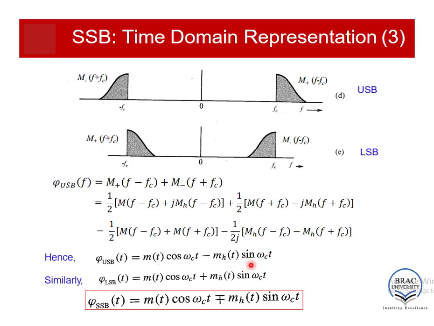In a similar manner, we can also determine the equation of phi LSB in time domain. I would encourage you to do this on your own. You may see this in a future assignment too. So if you do this now, it will be helpful for you. So our phi SSBT is actually one of these two. These two are very similar. Both have mt cos omega ct in it and mht sin omega ct in it. In the case of USB it is minus, and in the case of LSB it is plus. So we write them together in this fashion. Phi SSBT is mt cos omega ct minus plus mht sin omega ct. Here mt is the original message signal, mht is the Hilbert transform version of the message signal in time domain.